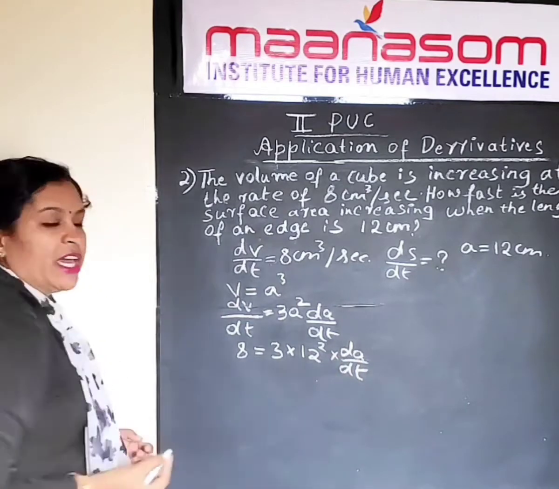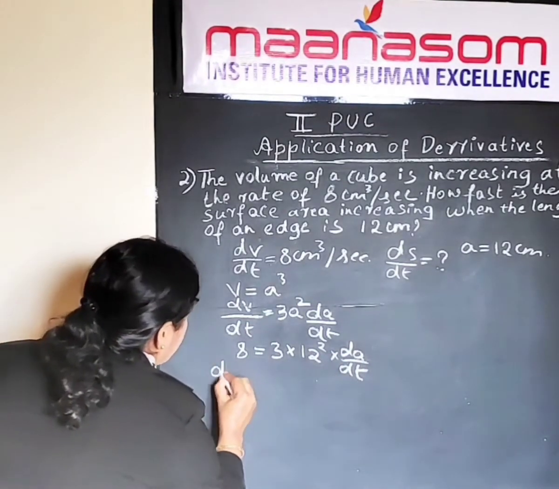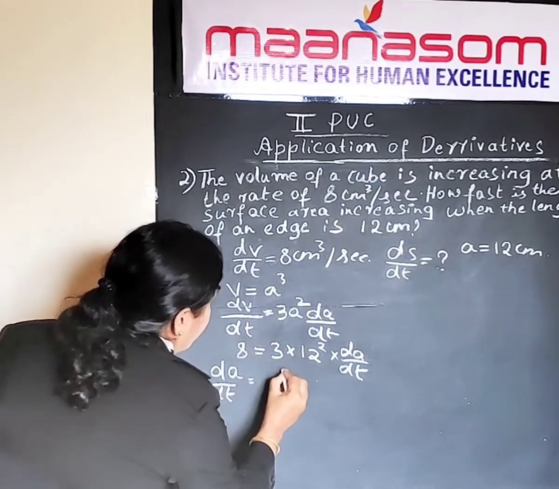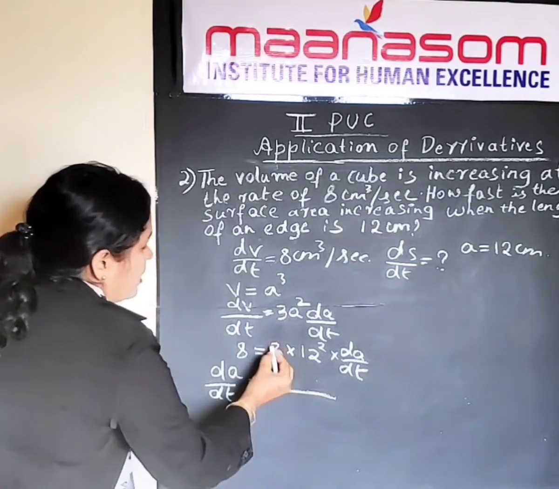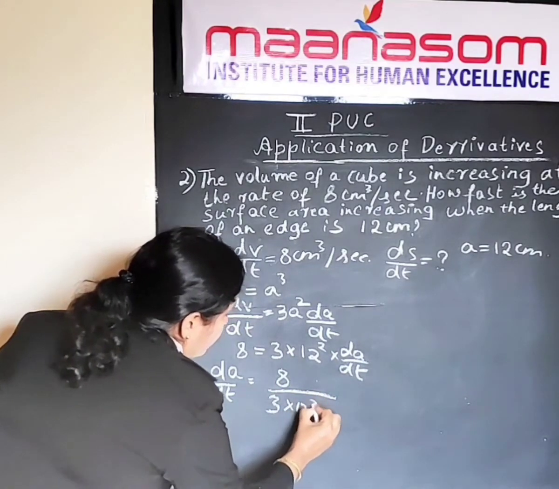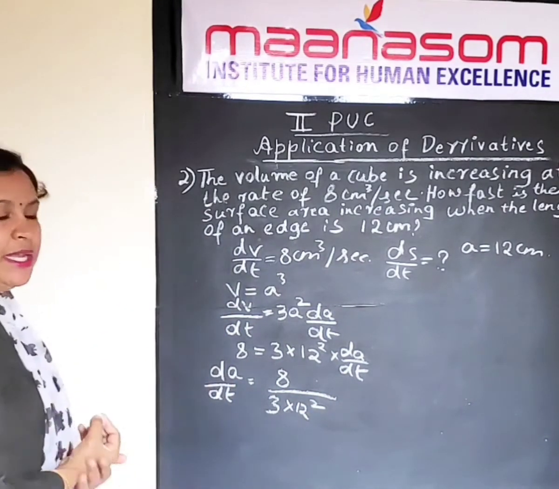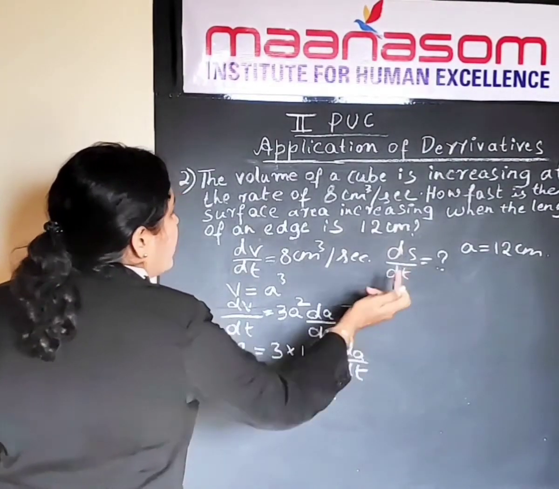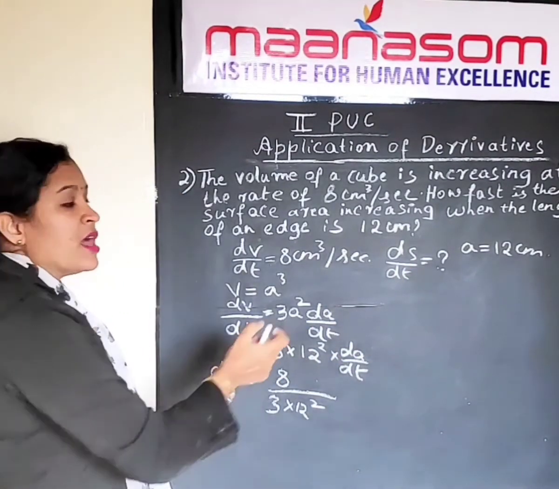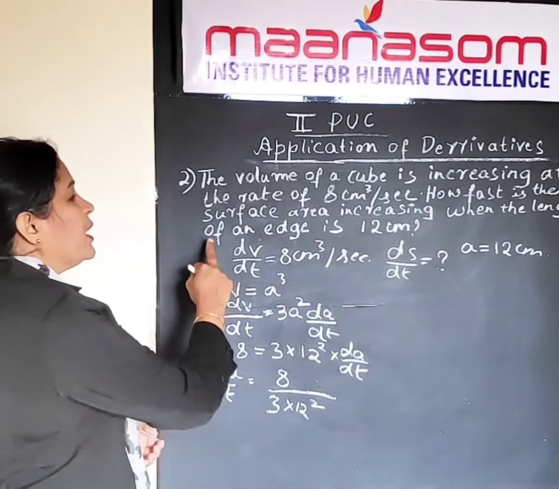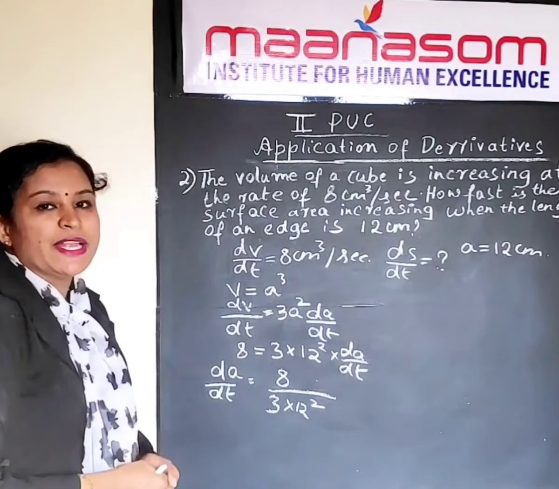Now from this we can find dA by dt. So dA by dt will be equal to 8 divided by 3 into 12 square. So this is dA by dt. What is the question? The question is ds by dt is equal to how much? That is, how fast is the surface area increasing when the length of an edge is 12 centimeter?